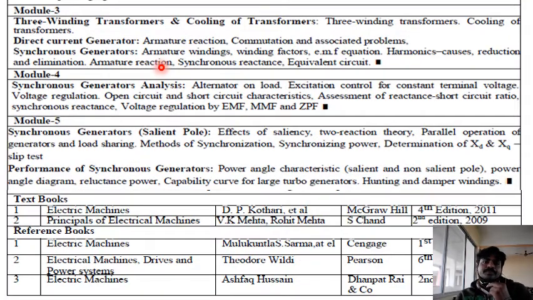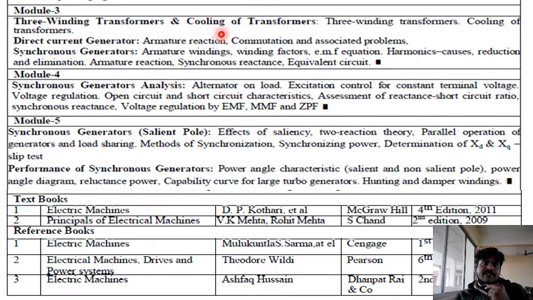Third module again consists of 3 sub parts. The first part is three winding transformers and cooling of transformers. The second part is direct current generator, that is DC generator. The third part is synchronous generator.